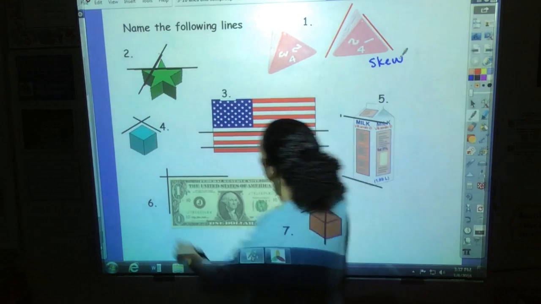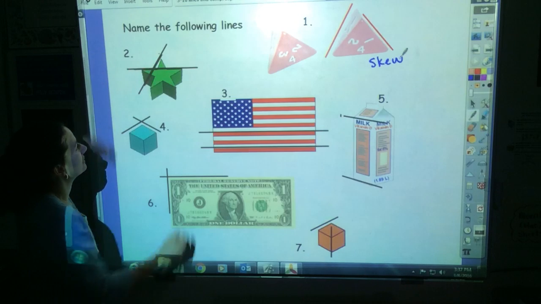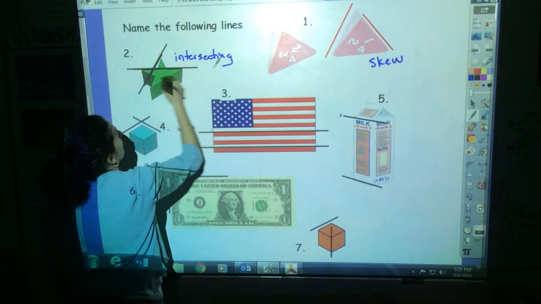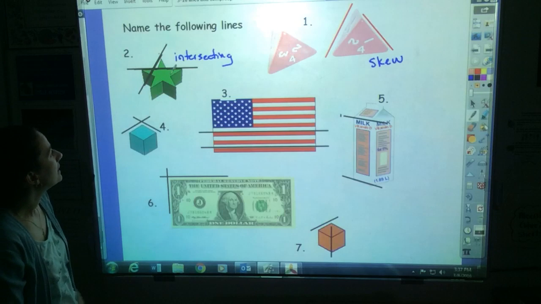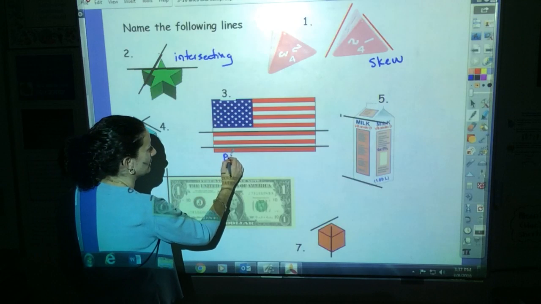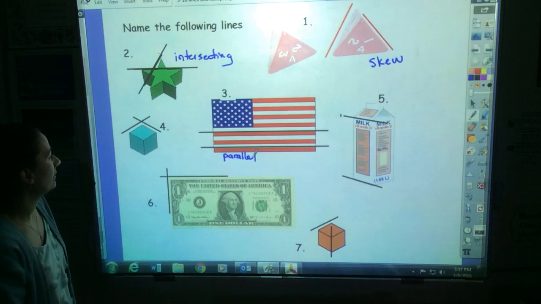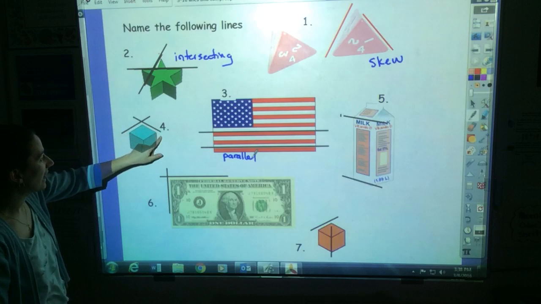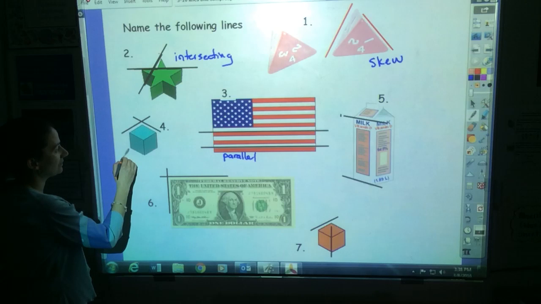Number 2 over here, on the top face of the star, are lines that are intersecting. So those are plain old intersecting lines. They're not skew because they're on the same surface of that star. And number 3, these are parallel lines. You can see they're an equal distance apart. They're never going to cross. Stripes on a flag are parallel lines. Number 4, here we're talking about the sides of one face of this cube, and those are, again, just intersecting lines.